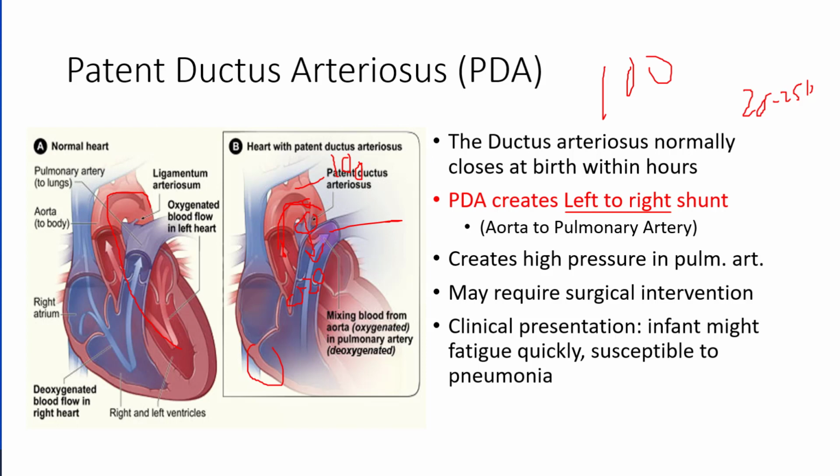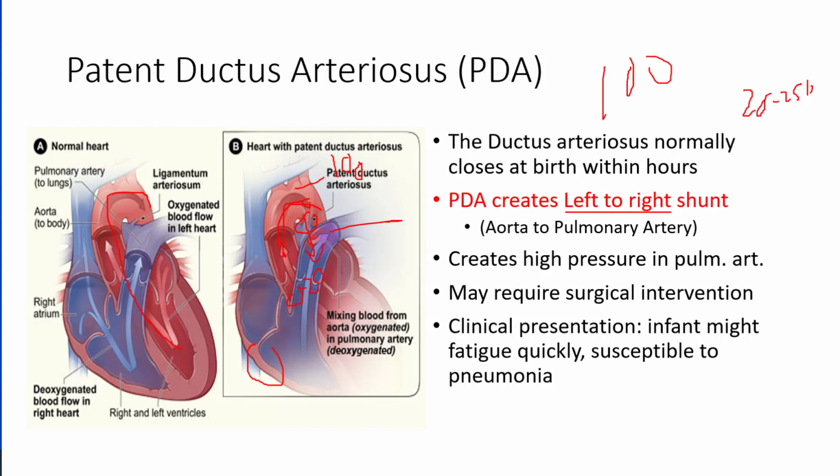This may require surgical interventions. There are some, I think they're even working on some medications now they can give the kids to help close this at birth. But again, PDA normally should close. If it's open, we're going to shunt blood from the aorta into the pulmonary artery.